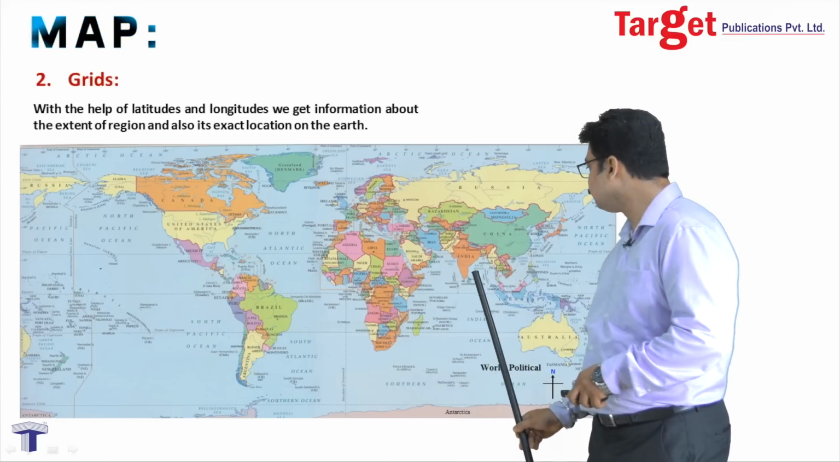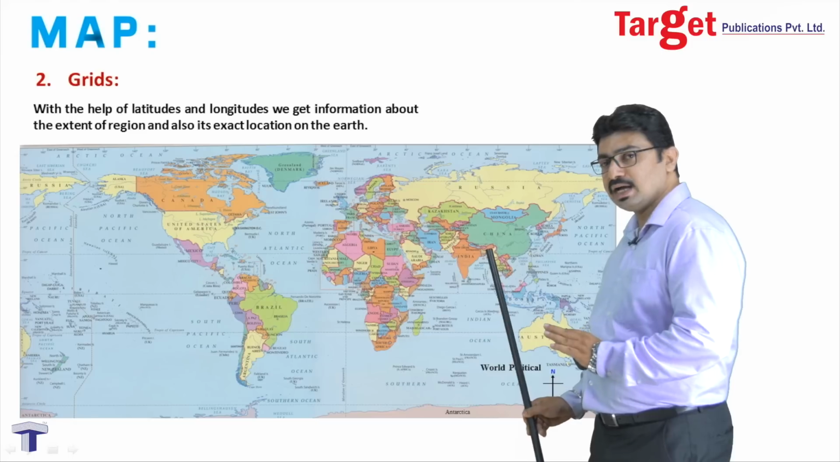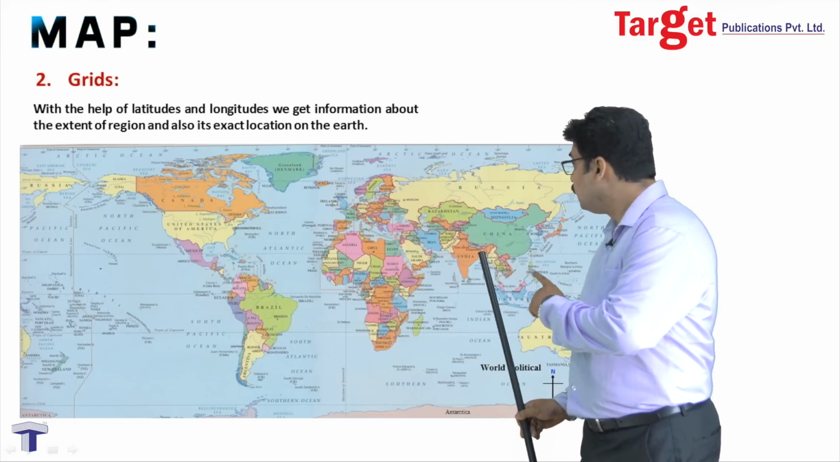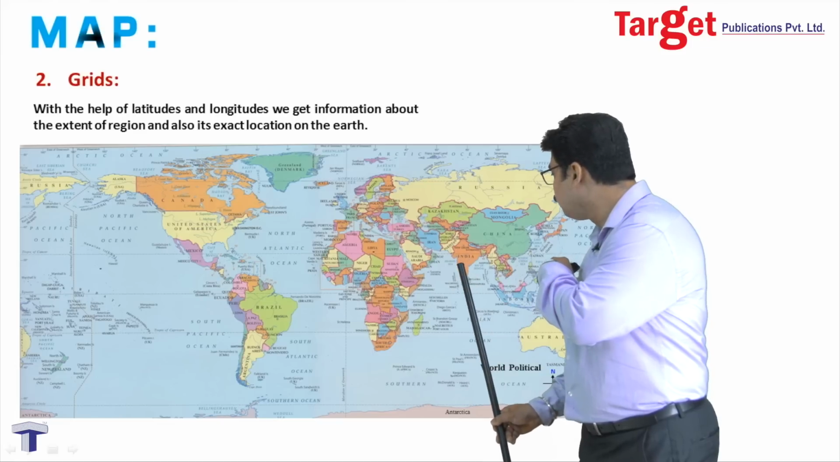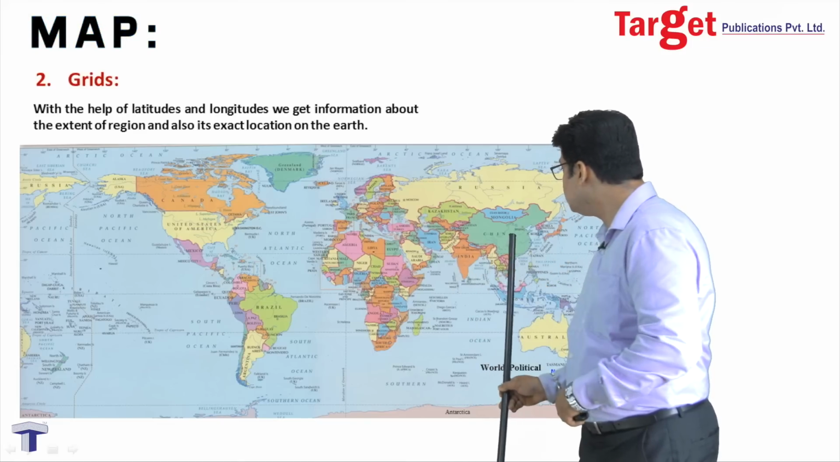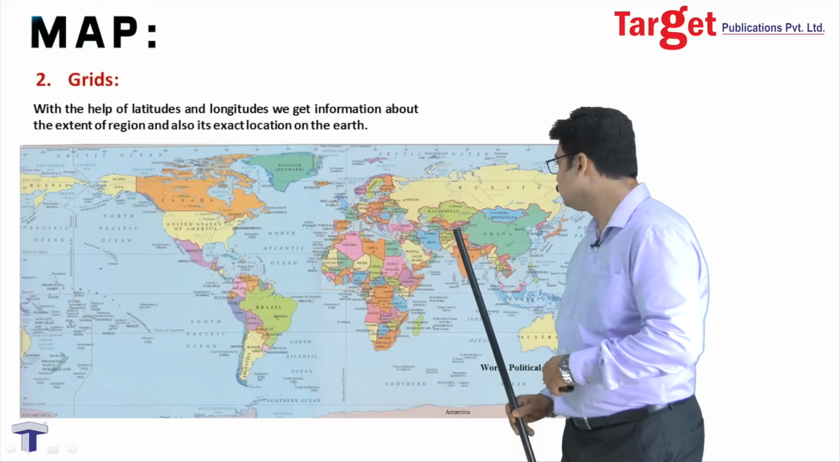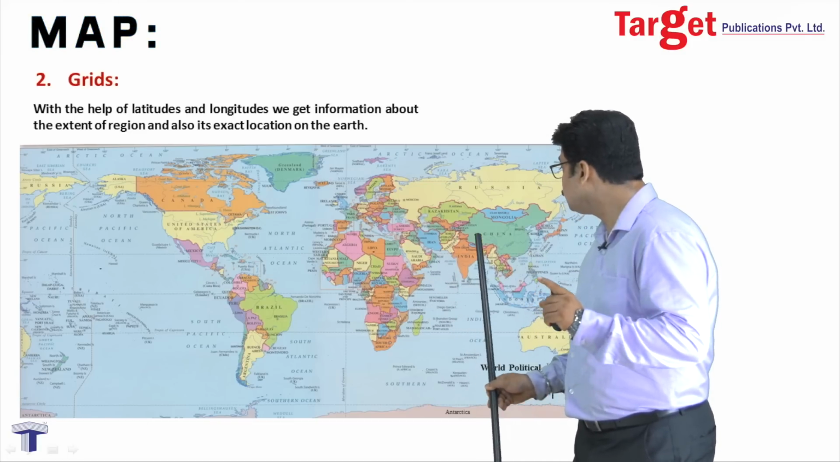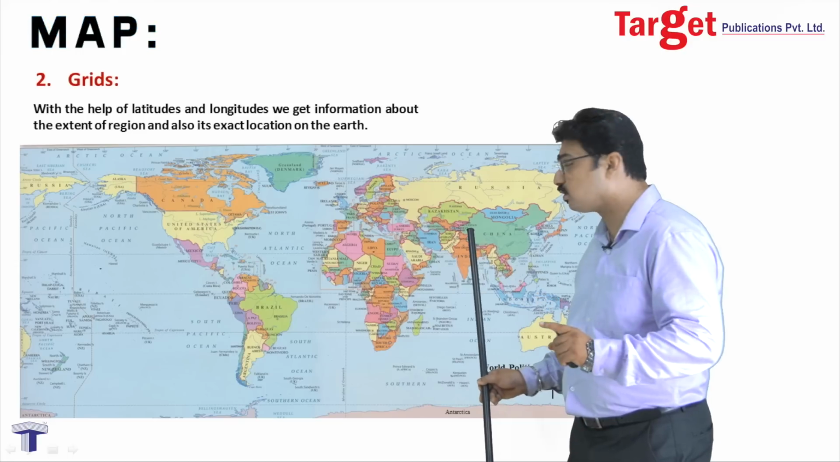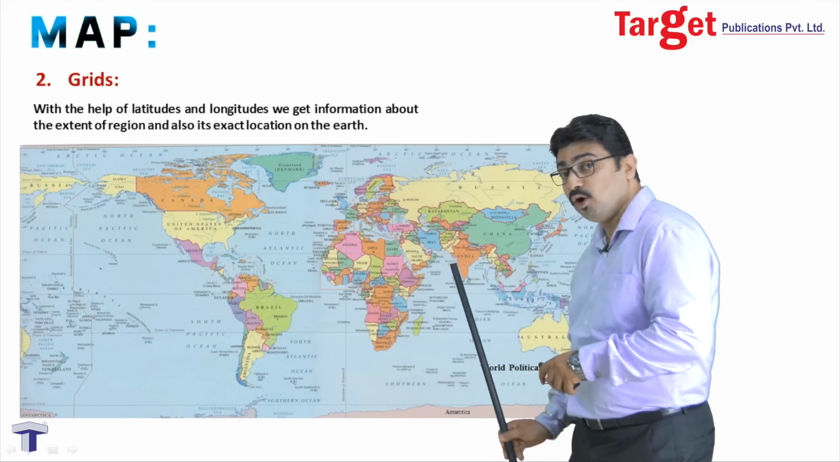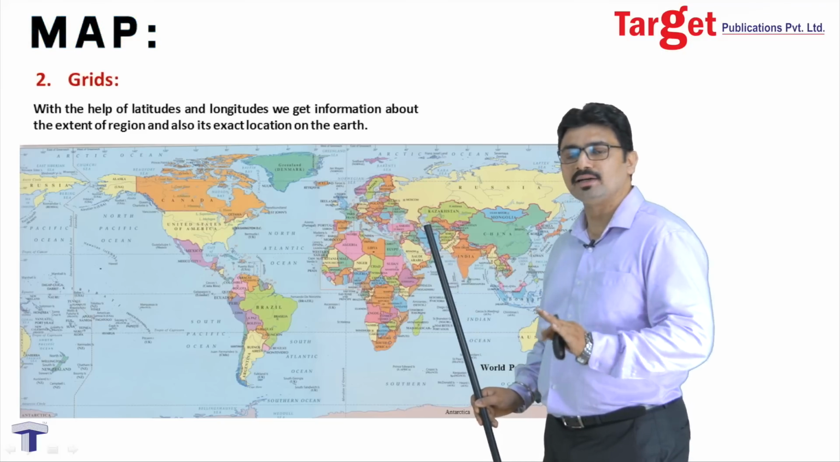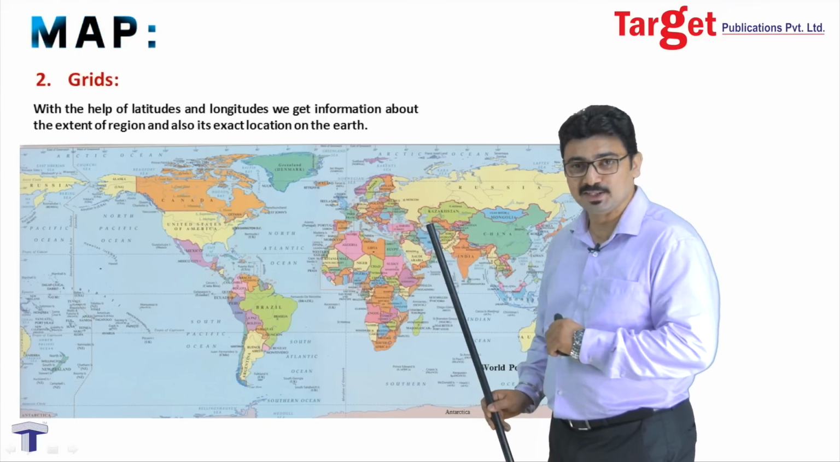It's over here. Now, if we try to understand the extent of India, it is from 8 degree 4 minutes north up till 37 degree 6 minutes north. Again, 8 degree 4 minutes north to 37 degree 6 minutes north, which means both the latitudes on the extreme ends are in the northern hemisphere. Our entire country is in the northern hemisphere.